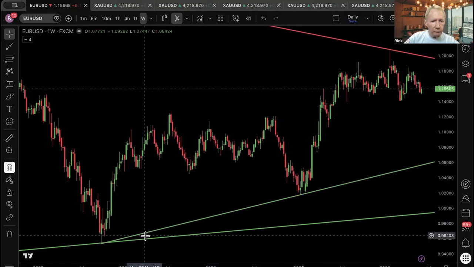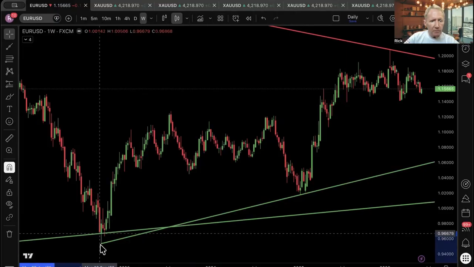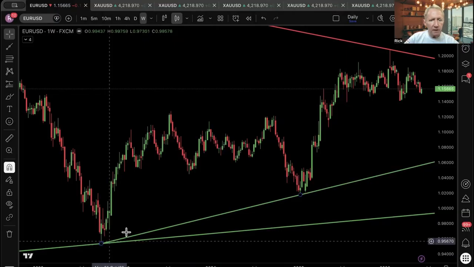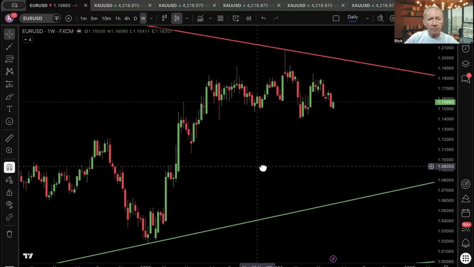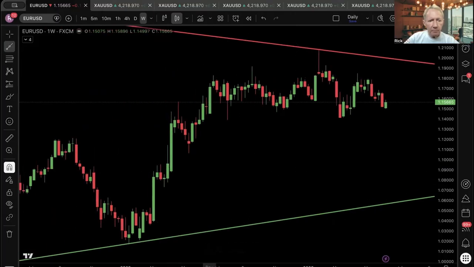Oh, I see the problem. This one's a little bit off. You need to adjust these as you go through. Okay. So you see how clean and precise that looks. Then we come over here and let's see if I can come in a little bit steeper. And I can.